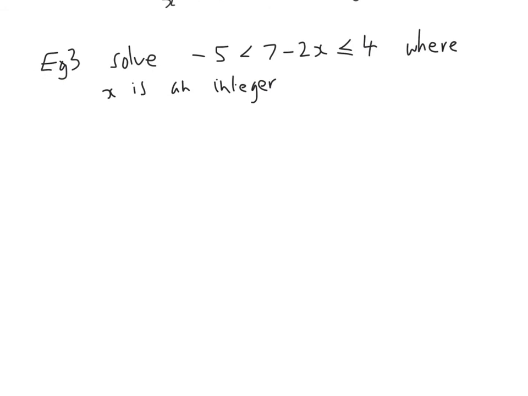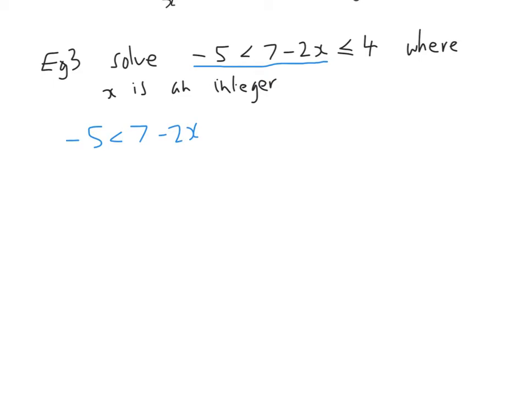Example 3: solve minus 5 is less than 7 minus 2x, which is less than or equal to 4, where x is an integer. This is called a double inequality. So what you need to do is separate it into two parts. And just look at the first part, ignoring the second inequality sign, just go as far as, but not past, the second inequality. And that would read as minus 5 is less than 7 minus 2x. And we can solve that.